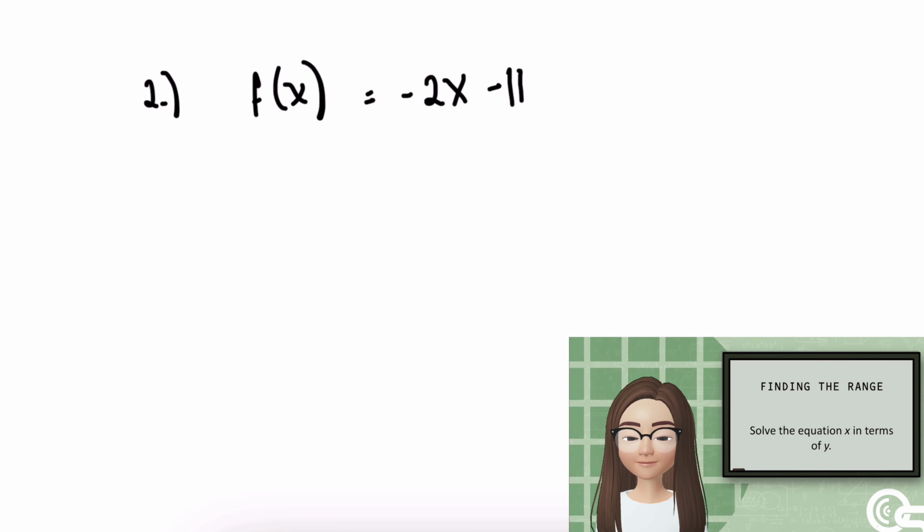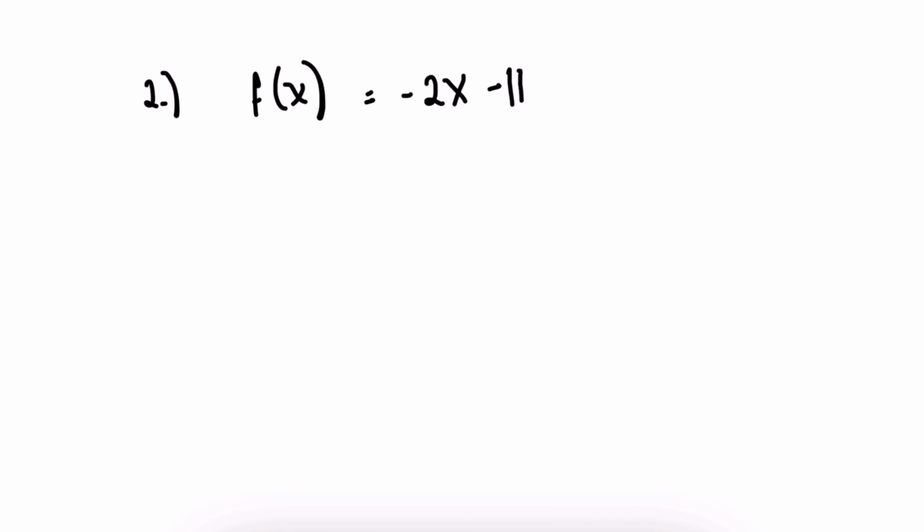Let's have number 2 example. You have a given function which is f of x is equal to negative 2x minus 11. In finding the range, always remember that we are solving x in terms of y. First, change f of x to y. The equation now is y is equal to negative 2x minus 11.